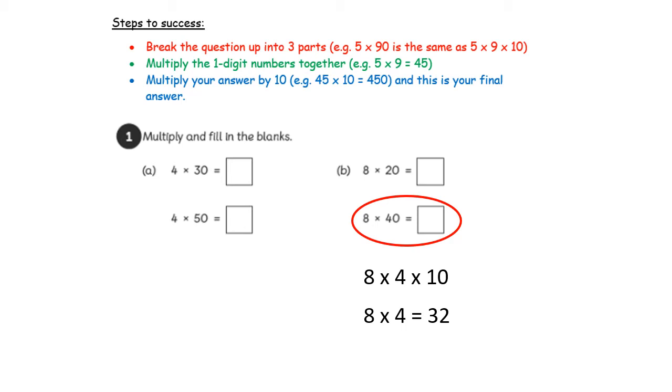So now I can cross out the 8 times 4, because we've done those bits. Now all we need to do is just times by 10, okay? So now we're just going to do 32 times 10, which is just 320, because you're adding a 0 on the end because it's getting 10 times bigger, okay? And you need to do that for the rest of your questions.